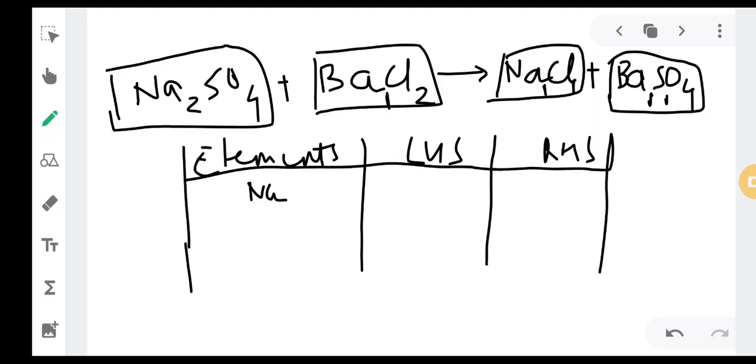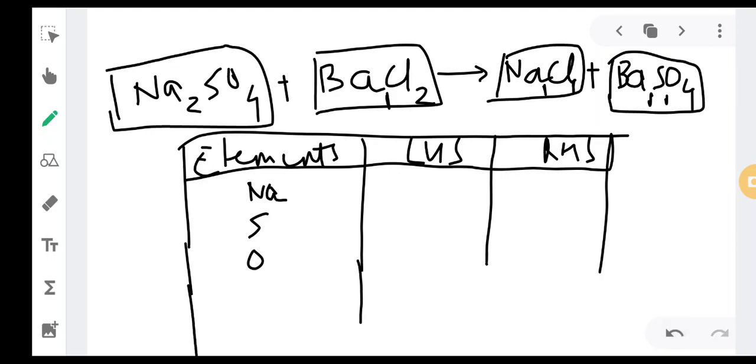Okay, so how many elements are there in this? If you can see over here, this is one element, Na. Then there is one more element, that is S, nothing but sulfur. We call that element sulfur. Then there is one more element that is called oxygen, which you can see over here. Then there is one more element that is called barium, Ba.